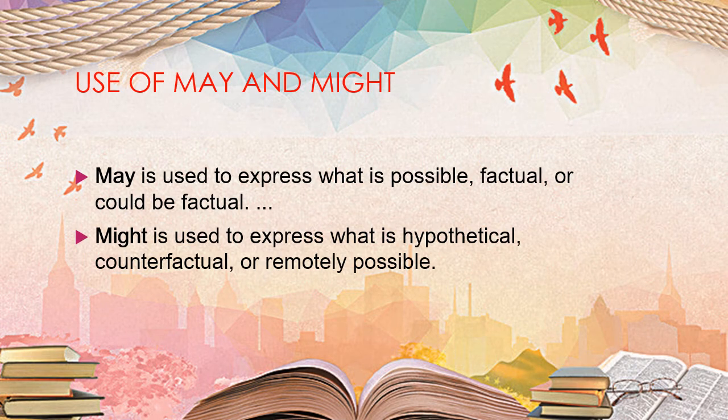Use of may and might. In popular usage and speech, may and might are used interchangeably when referring to possibility and probability, but there is a slight difference between the two. May is used to express what is possible, factual, or could be factual. On the other hand, might is used to express what is hypothetical, counterfactual, or remotely possible.